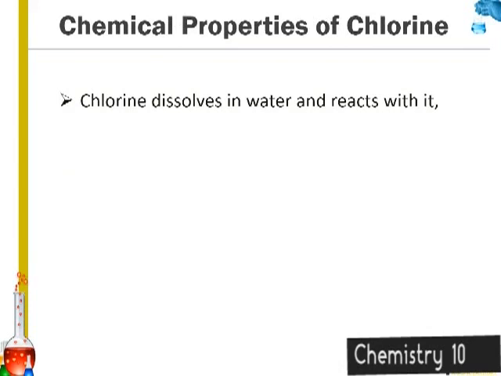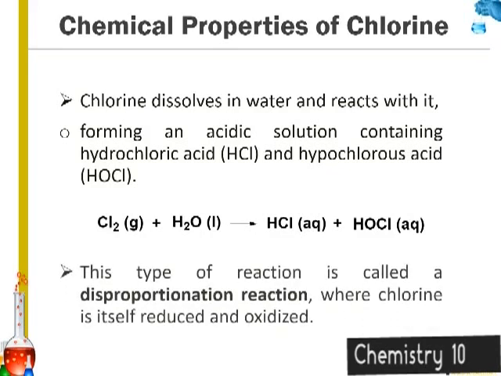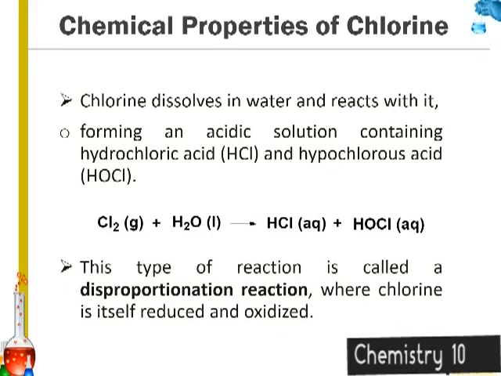When dissolved in water, chlorine will react with it, forming an acidic solution containing hydrochloric acid and hypochlorous acid. This type of reaction is called a disproportionation reaction, where chlorine itself is reduced and oxidized.